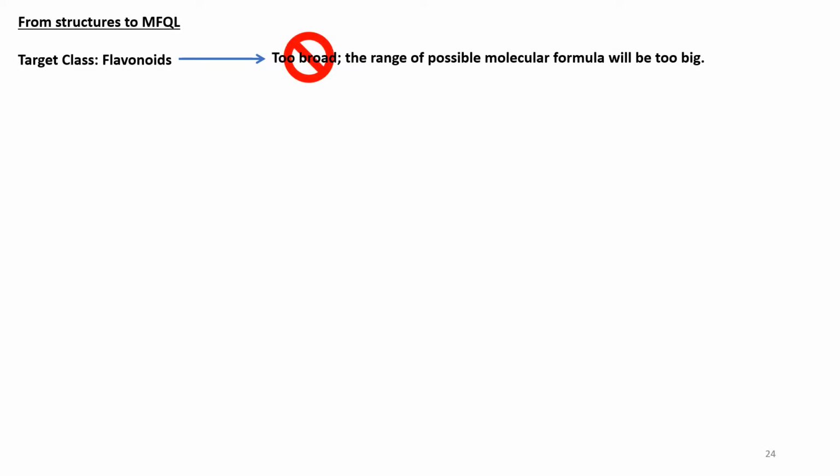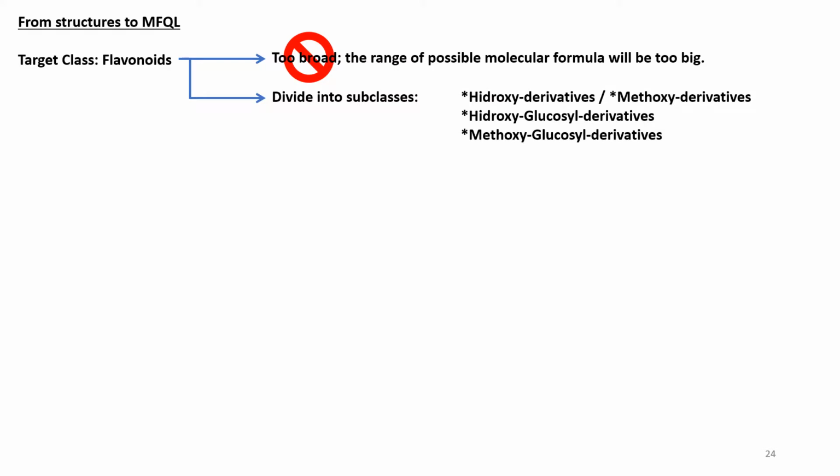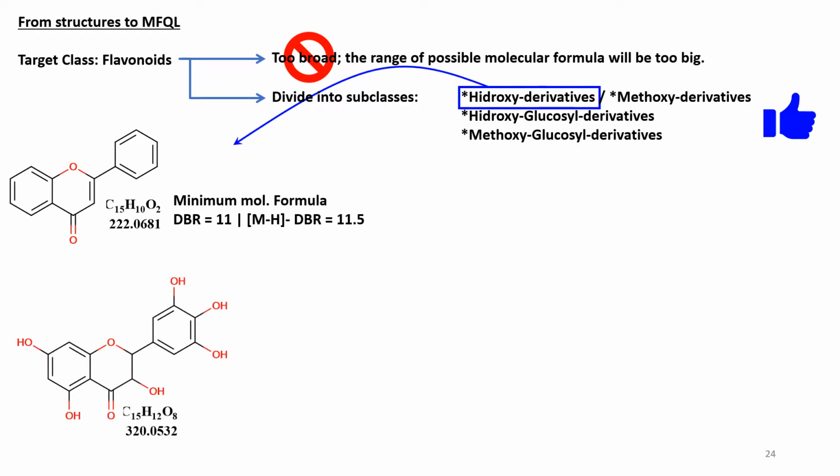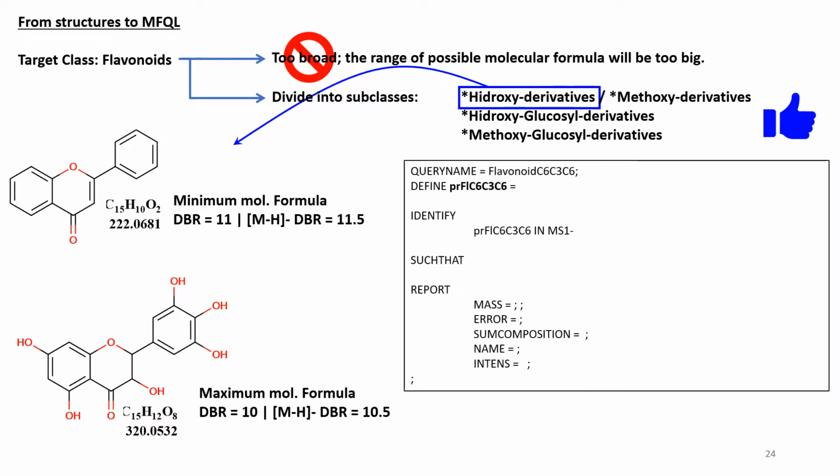So as an example, let's take flavonoids. If you want to do an MFQL file for flavonoids, it will be too broad. The range of possible molecular formulas will be too big. So it's a better choice to divide it into subclasses, such as hydroxy derivatives or methoxy derivatives, or glycosyl and hydroxy derivatives, or glycosyl and methoxy derivatives, and so on. So let's take now the hydroxy derivatives. We can draw the minimum structural formula and the maximum structural formula and get the molecular formula for each. We make it explicit the possibility of a double bond between 2 and 3.